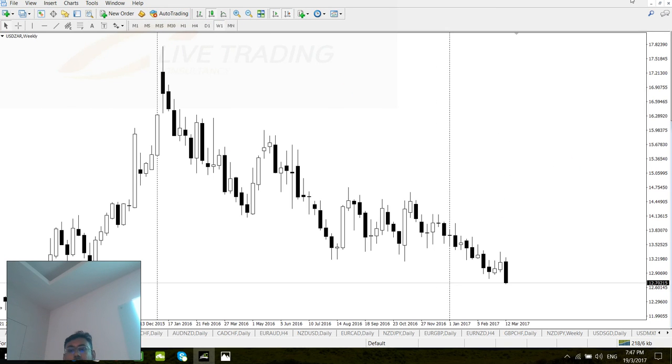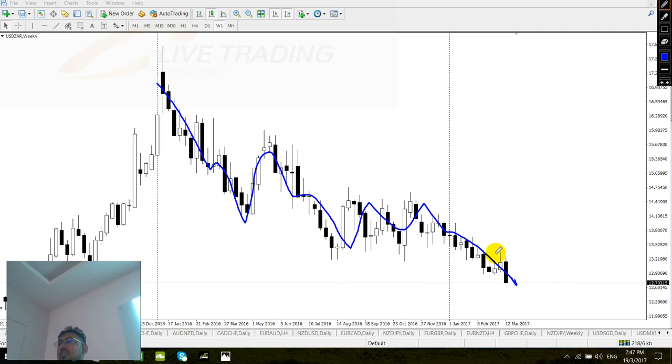Is it going down or going up? It's clearly going down. That means more people are investing in ZAR compared to USD. That means we are entering recession. We already entered recession.